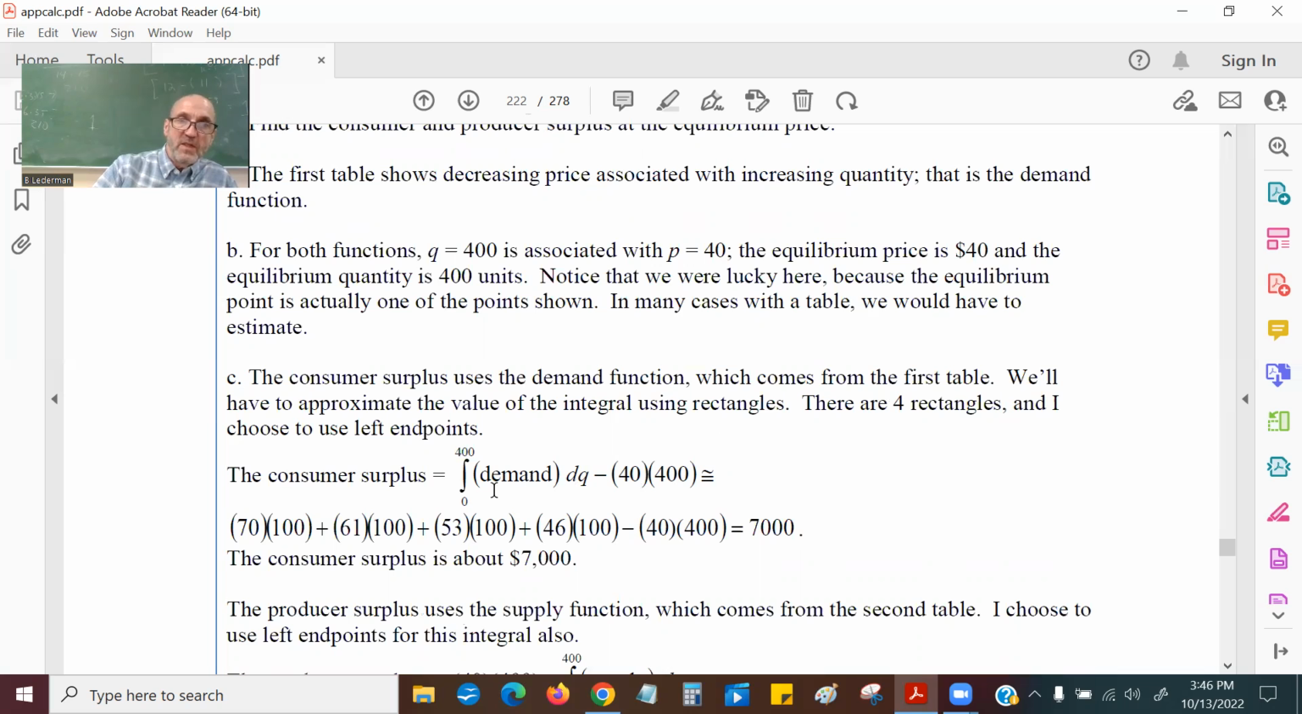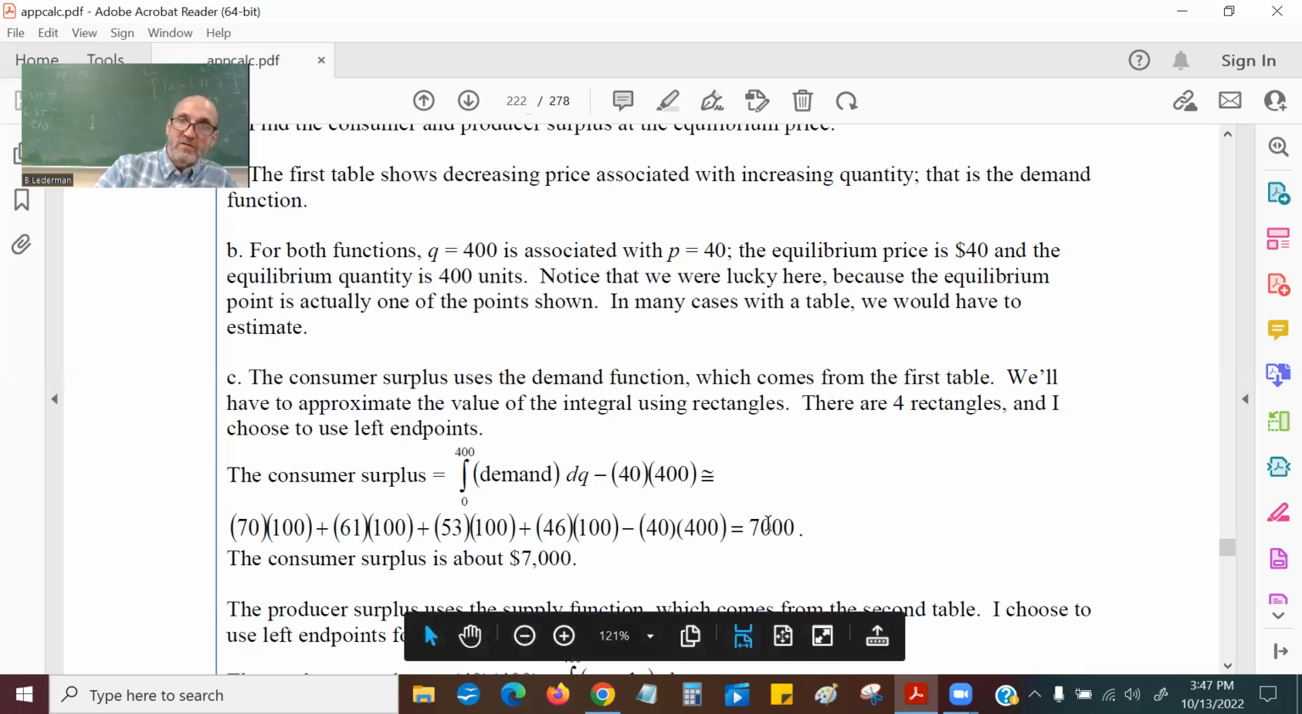So this is going to be 70 times 100, plus 61 times 100, plus 53 times 100, plus 46 times 100, minus 40 times 400, and that gives me 7,000. So the consumer surplus is about 7,000. Now, I know what you're all wondering. Where did these numbers come from? 70, 100, 61, 100, and so on. So let's take a look and see where these numbers came from.